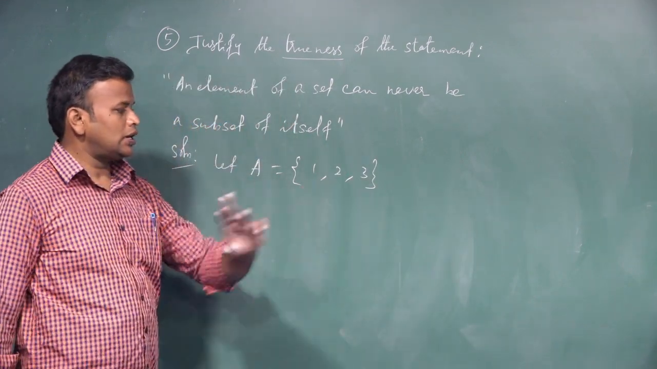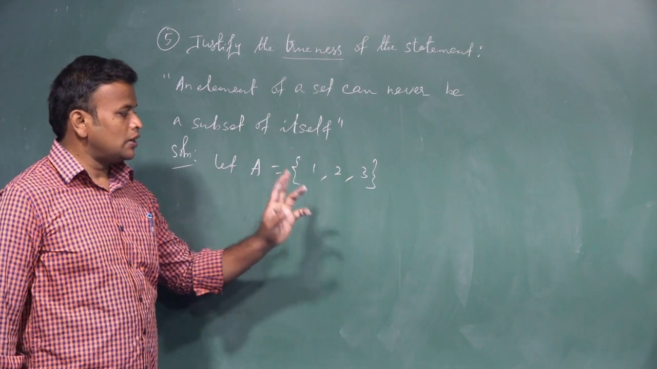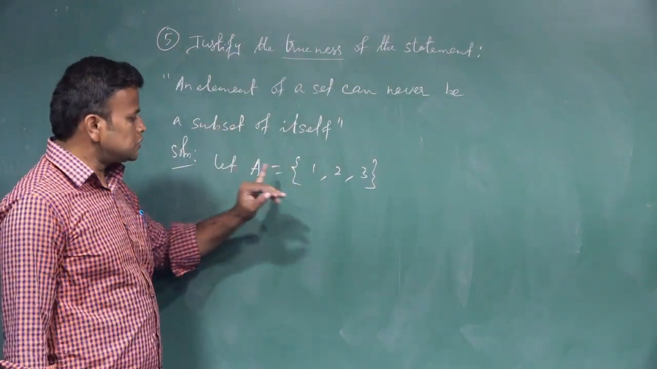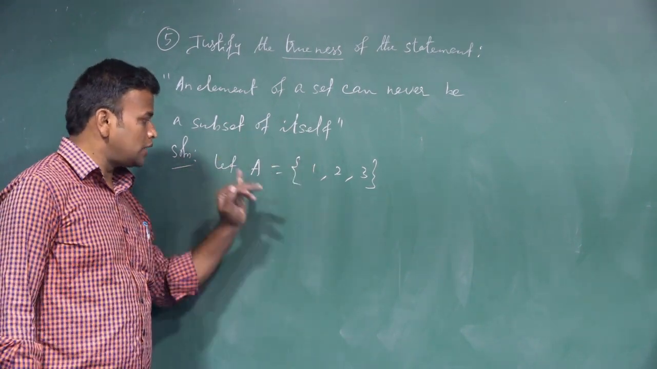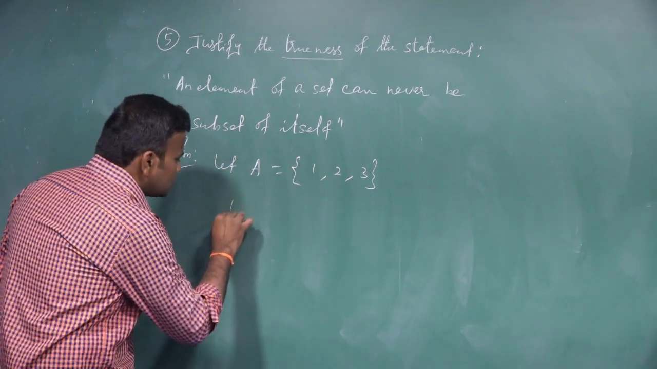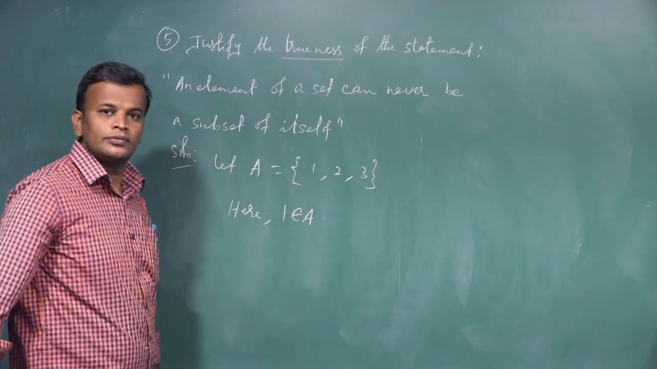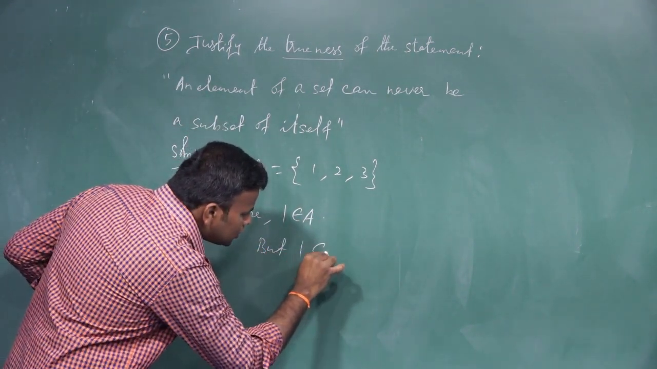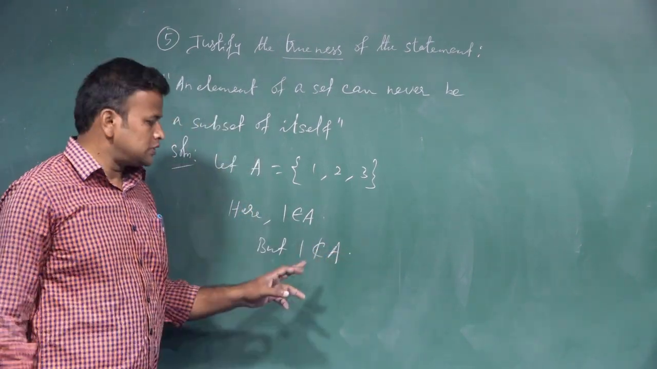For easy purpose, I will take one set A, which contains just three elements, 1, 2, 3. What are the elements of A? Either 1 or 2 or 3. 1 is an element of A, but 1 is not a subset of A. Here we write 1 belongs to A, but 1 is not a subset of A.